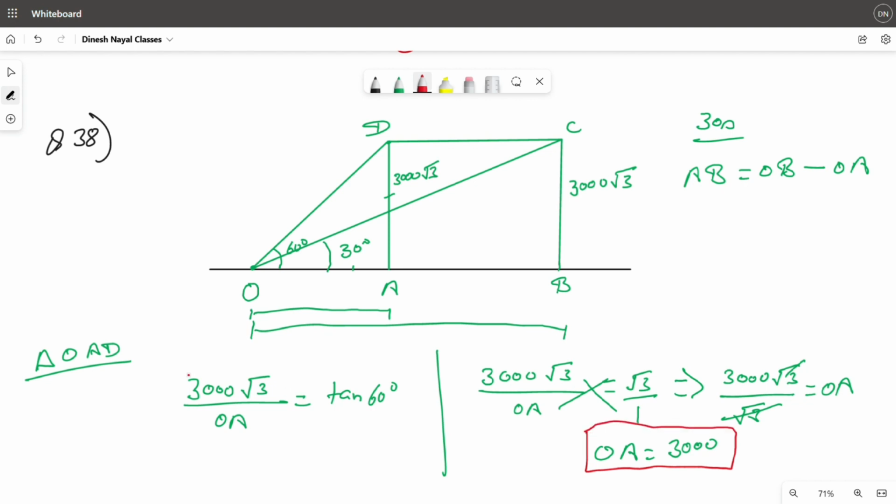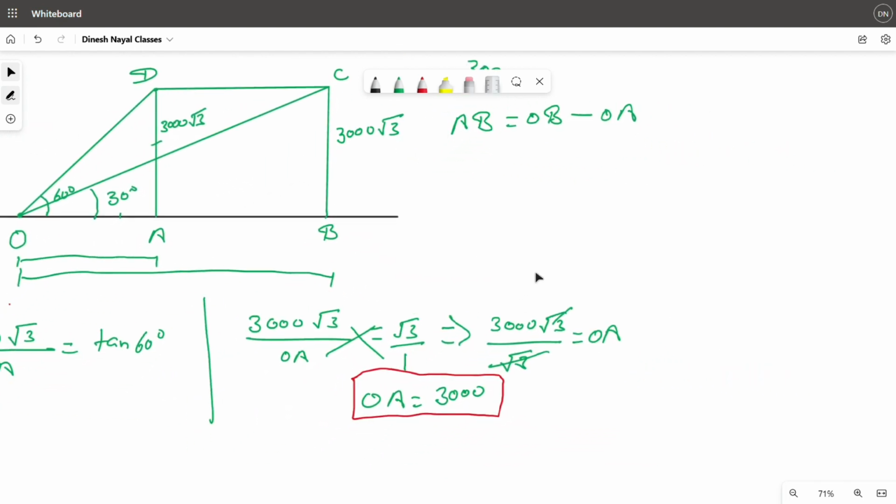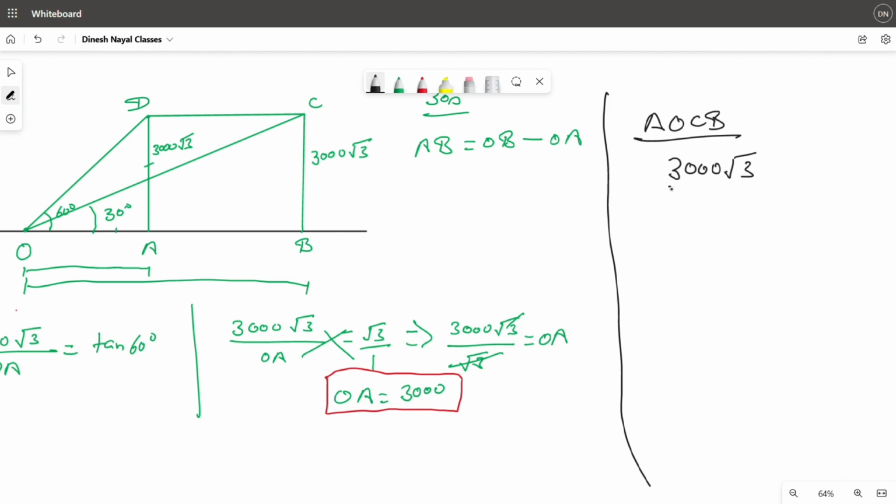Now we have to find OB. For the OB, you take the triangle OCB. First of all, change the color of the pen. So in triangle OCB, we know the perpendicular is 3000 root 3. OCB is a right angle triangle. What is the base? Base is OB. And the angle that it is making is 30 degree. So perpendicular by base is tan 30 degree.